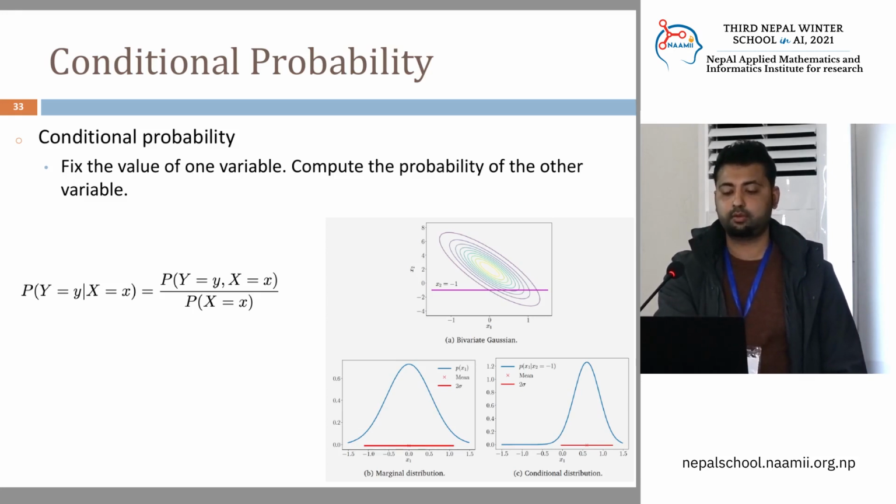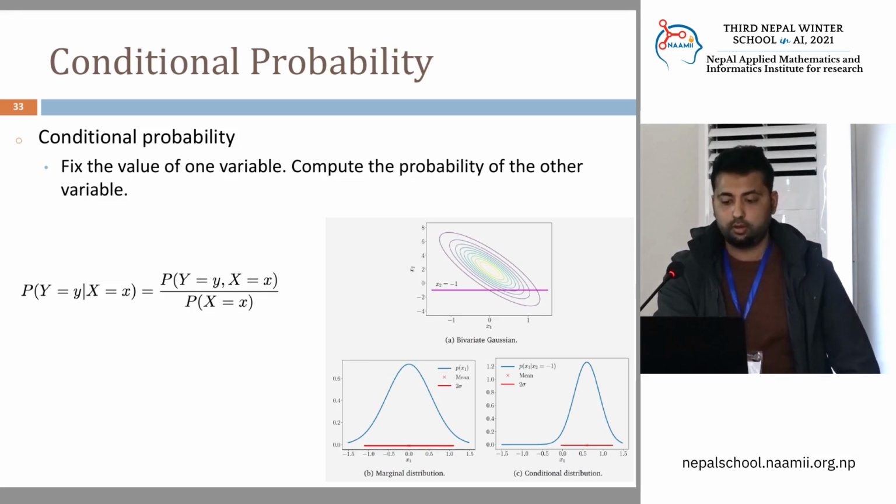So what you do is you fix the value of x2, which is this straight line here, and you look at how x1 changes, or what the probability of x1 is as you fix the value of x2 to -1. And this is also Gaussian. This is the conditional probability, and this is the marginal distribution.